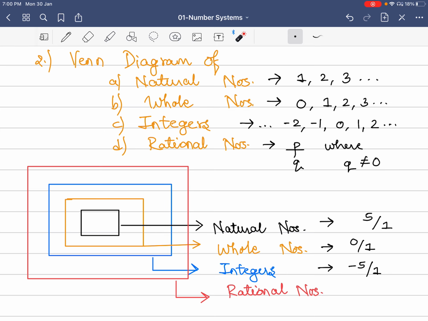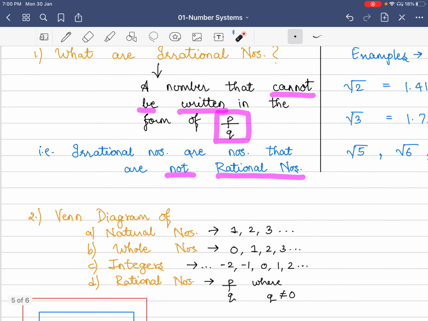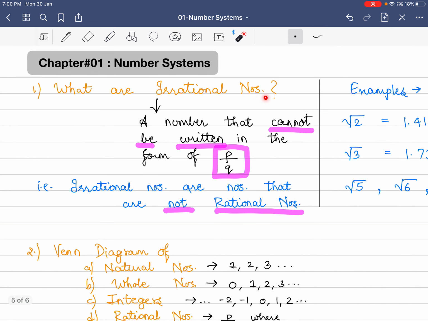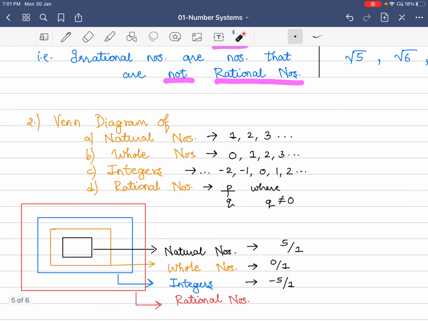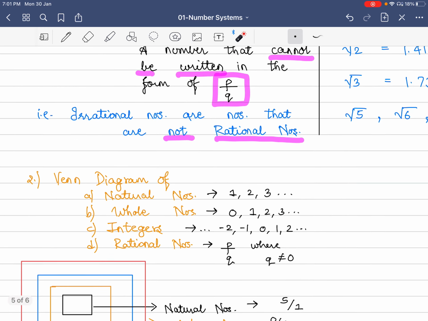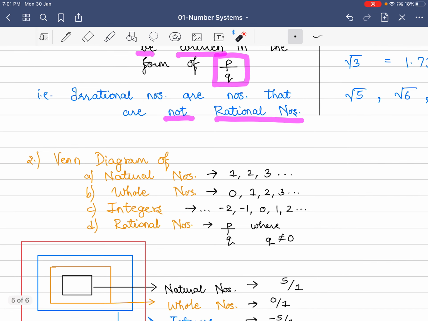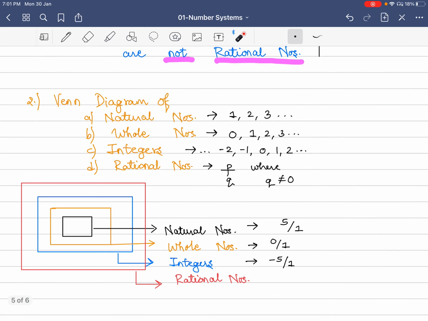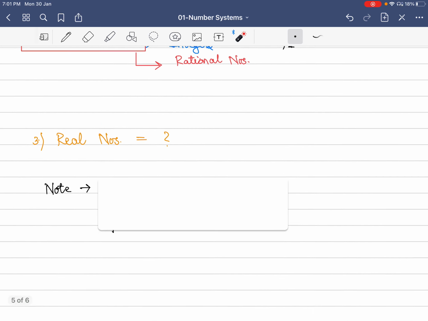Now the important point is that the new set of numbers that we just saw, irrational numbers, cannot be part of this red box. It cannot come inside this red box at all. We have to draw a separate box for it and call it irrational numbers. Why? Because that is the very basic and exact definition of an irrational number: a number which is not a rational number, which means it will have its own separate box. So let's come down.